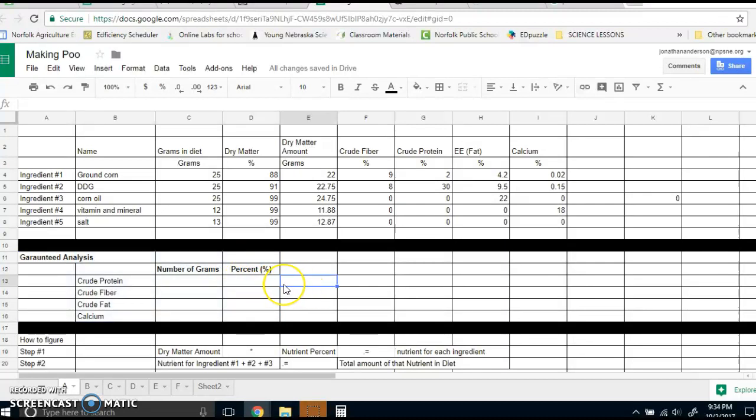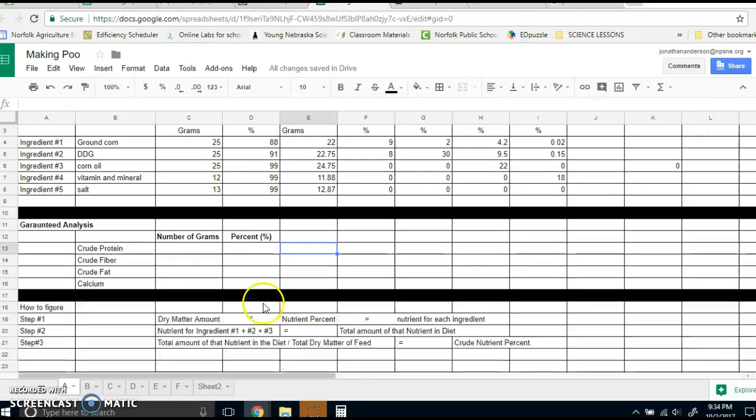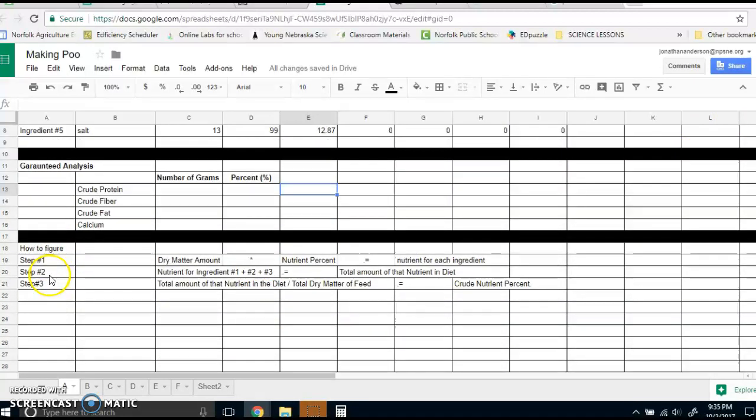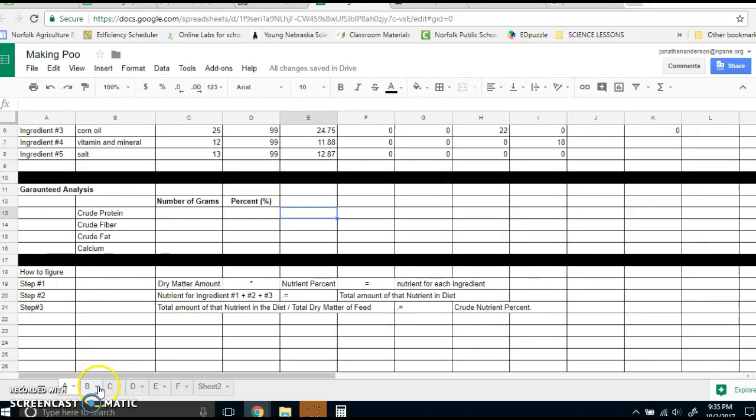The reason we want these is so that we can combat the idea of finding advertising as our choice of which feed to use, and instead base it on the guaranteed analysis. To do this, it's just 3 simple steps, and I've listed them down at each one of our different levels. Down here you'll have these 2 black lines, one for where you're going to record the guaranteed analysis, and 2 how to figure it out.